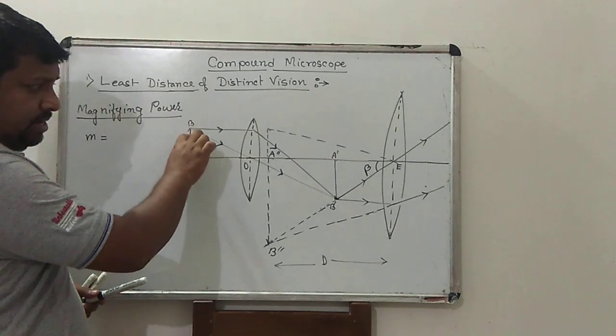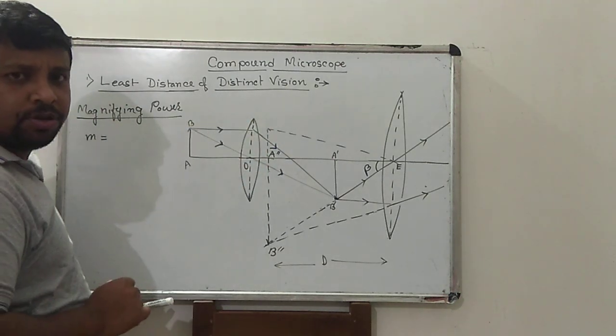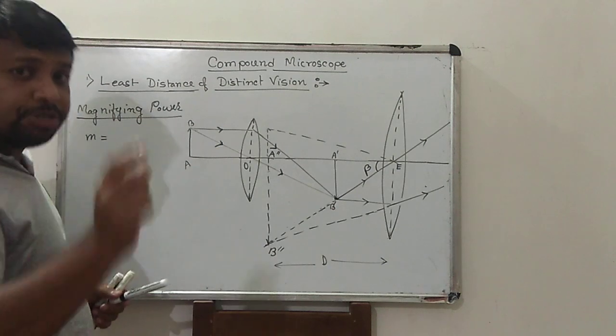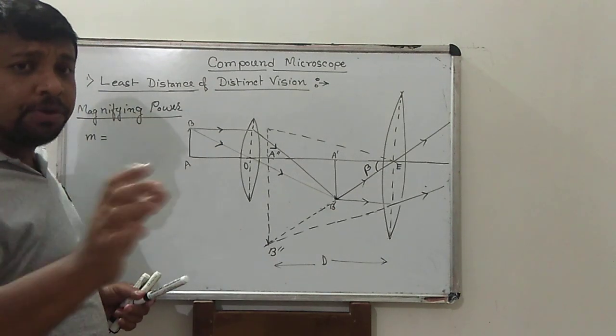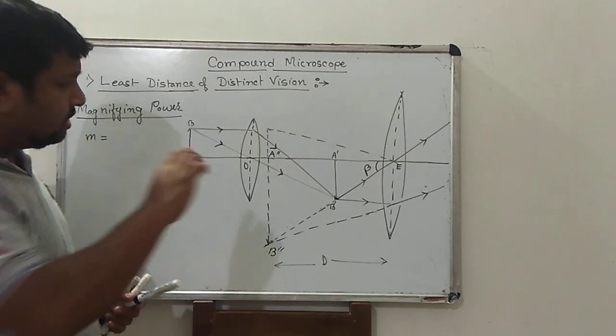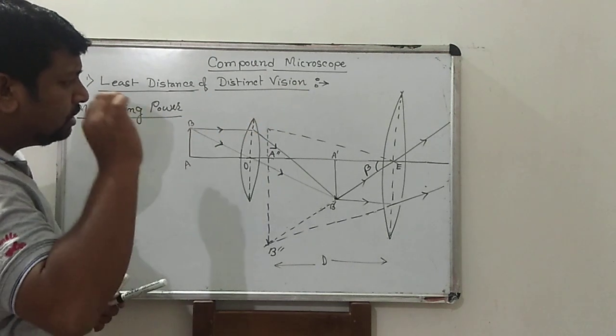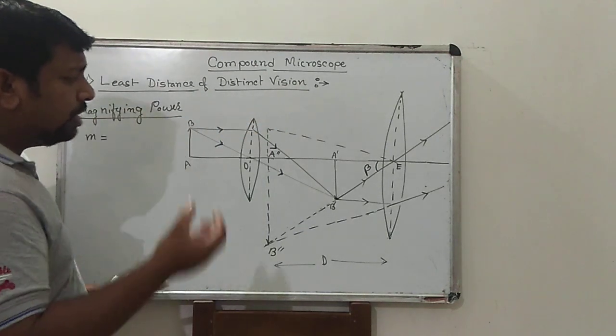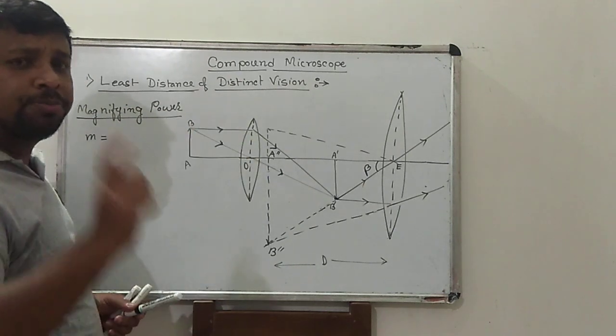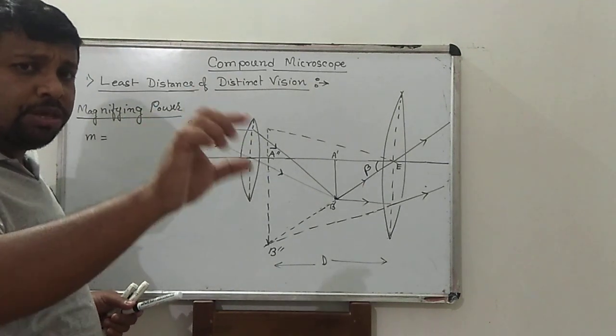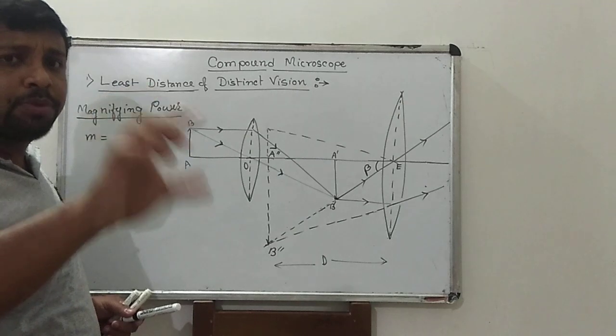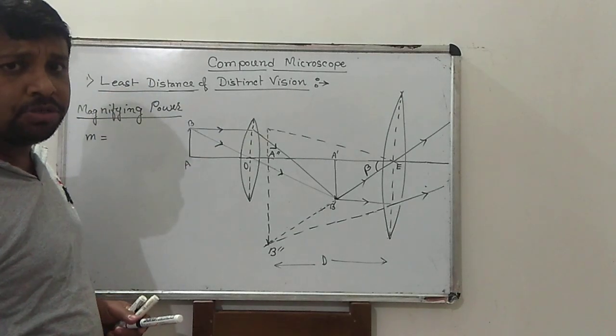So this object is considered in this position, for the least distance. In which position is the image formed? Similarly, as in the simple microscope, we consider the size of the object and the position of the final image, and then we consider the object at this position.